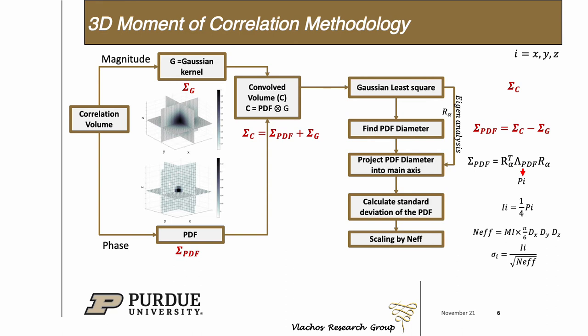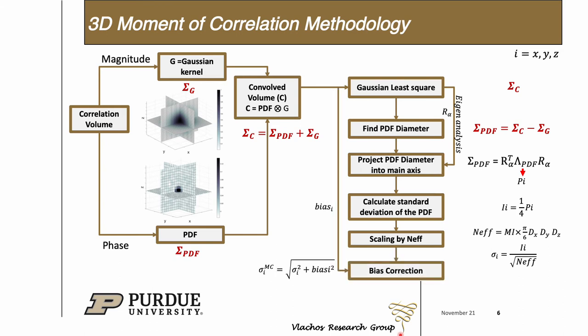And to report random error, we need to normalize the standard deviation we found. Since all the bright pixels contribute to the correlation plane and PDF, the normalization factor will be the number of effective pixels, which is the number of effective particles, or MI, multiplied by the volume of each particle. At the end, the MC uncertainty is defined as a combination of the random error from the previous steps and the bias error, which comes from the PDF's PIV location calculated by the least squares fitting.